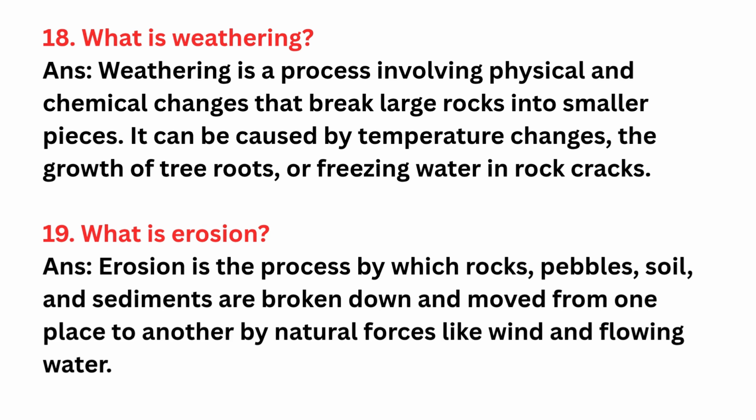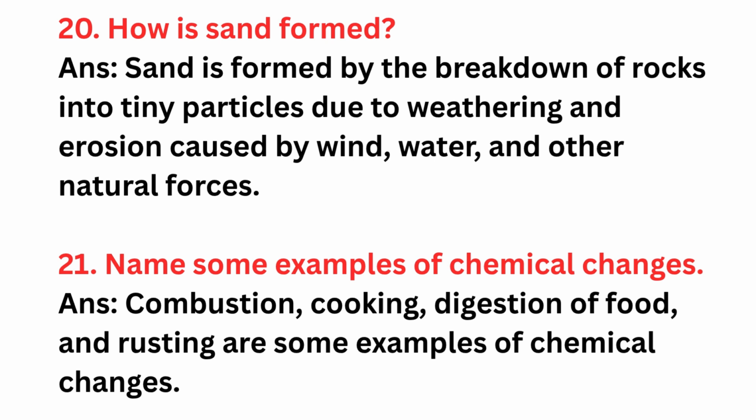Question number 20, how is sand formed? Answer: sand is formed by the breakdown of rocks into tiny particles due to weathering and erosion caused by wind, water and other natural forces. Question number 21, name some examples of chemical changes. Answer: combustion, cooking, digestion of food and rusting are some examples of chemical changes.